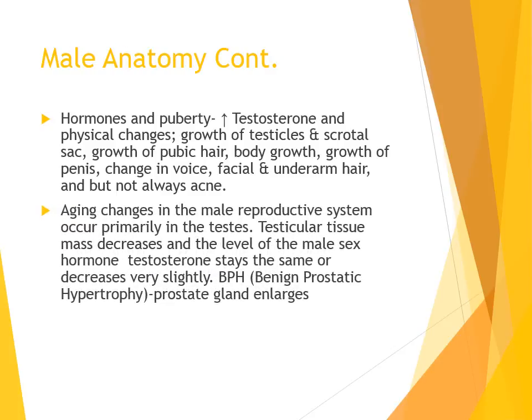As the male ages, the reproductive system changes occur primarily in the testes. Testicular tissue mass decreases and the level of the male sex hormone testosterone stays the same or decreases very slightly. There is also a possibility of the prostate gland enlarging. This is known as benign prostatic hypertrophy, or BPH.